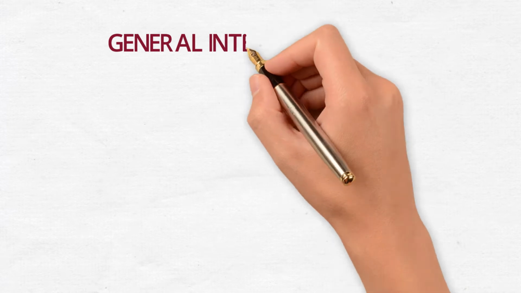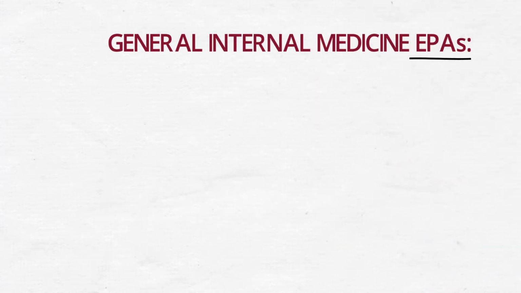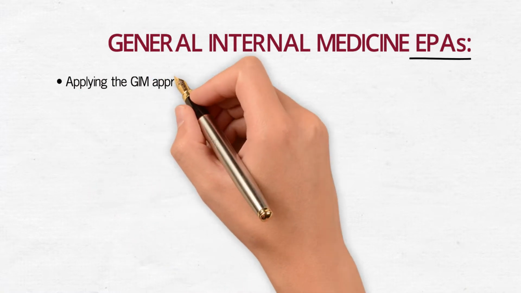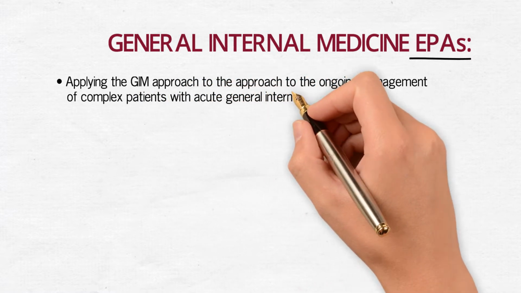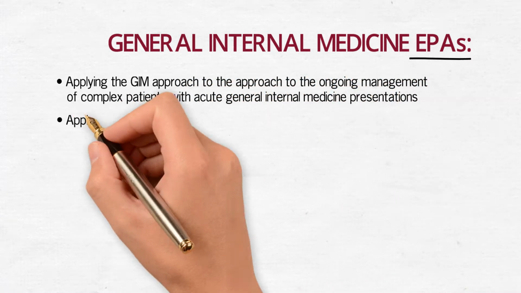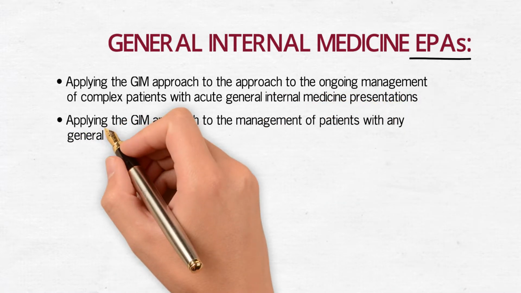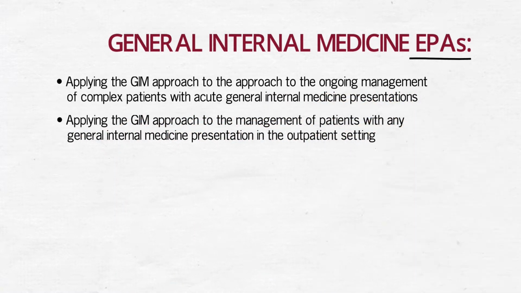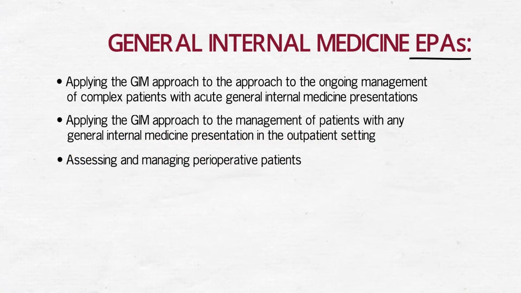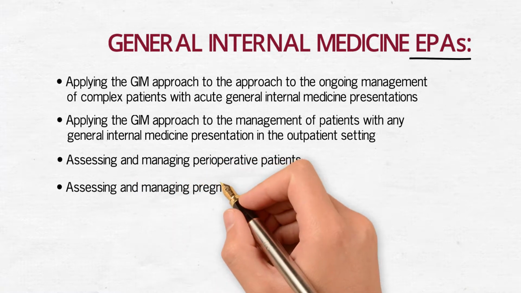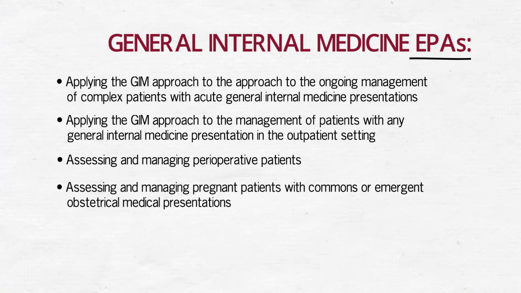Let's review some concrete examples. These are some EPAs for general internal medicine. 1. Applying the GIM approach to the ongoing management of complex patients with acute general internal medicine presentations. 2. Applying the GIM approach to the management of patients with any general internal medicine presentation in the outpatient setting. 3. Assessing and managing perioperative patients. 4. Assessing and managing pregnant patients with common or emergent obstetrical medical presentations.